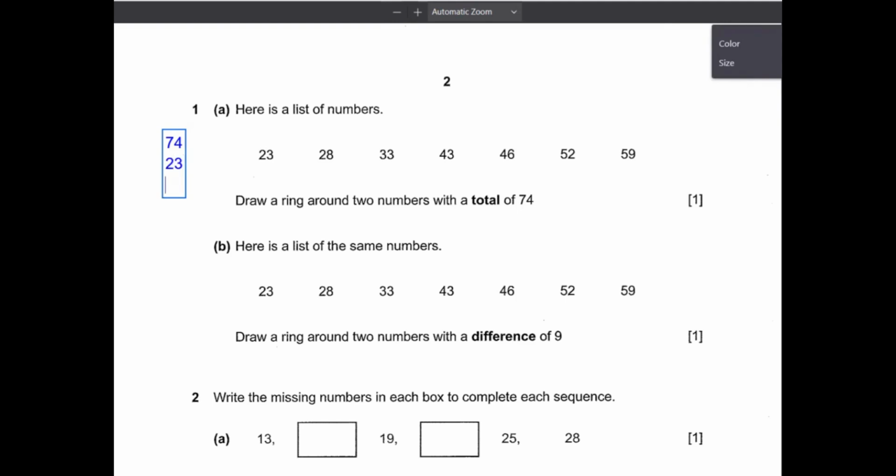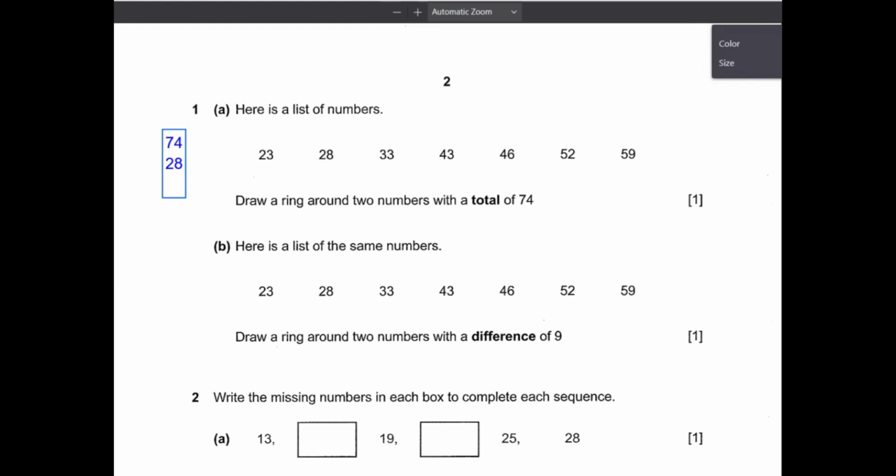74 minus 23 is equal to 51. Then look in the answer list. Do you have 51? No. So you're going to ignore the 23. Then you go to the number after, 74 minus 28, and subtract.